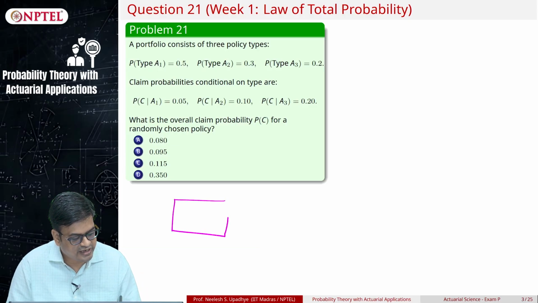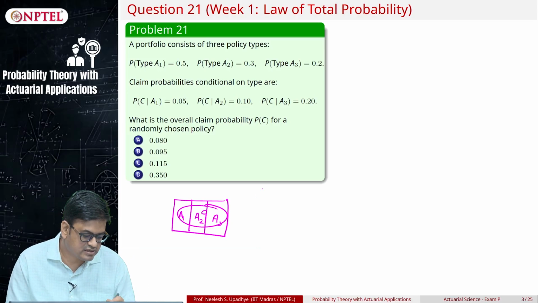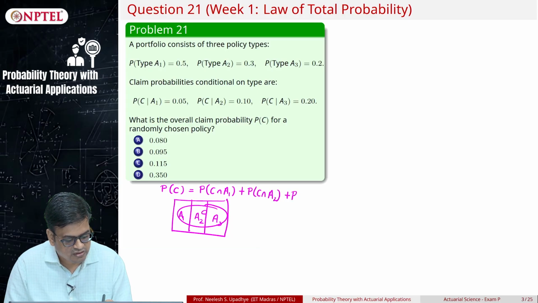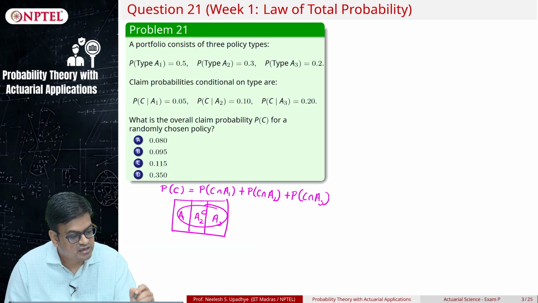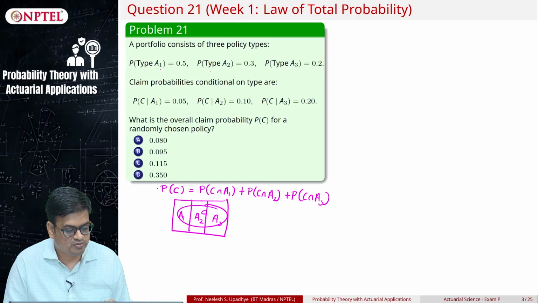We can actually use a Venn diagram. So, I have A1, A2, A3, and I want to find probability of C. This circle is C. So, how will I do it? The law of total probability is the answer, which is essentially probability of C equal to probability of C intersection A1, A2 and A3. Though it is not specifically mentioned, we are assuming that the types do not have any overlaps. So, that is where this formula is applicable.